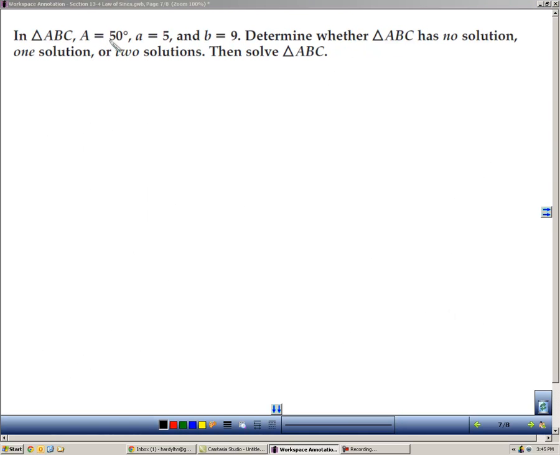Here's another example, a triangle with a 50-degree angle. So this is not going to be the obtuse case. This is going to be an acute case. So this will be A, this will be B, and this will be C. We know that this is 50 degrees. We know that side A is 5 and side B is 9. Now I don't really know side A yet. I don't know if it's too short. I don't know if it's long. I don't know what side A is just yet.